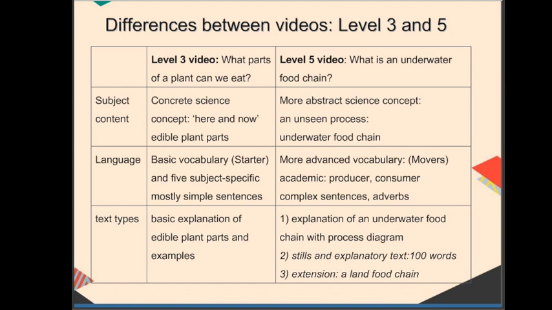What is also different about the level 5 video is that in addition to the clip you saw, there are 2 further parts to it. In the second part, there's a more detailed explanation of an underwater food chain with stills of primary and secondary consumers. And in the third part, the concept of a food chain is extended to show learners a forest food chain. This provides an opportunity to revisit key subject vocabulary in a motivating and meaningful context.